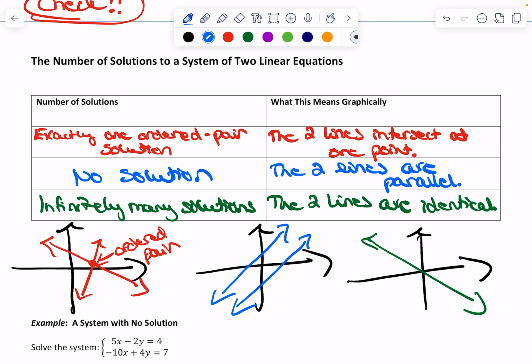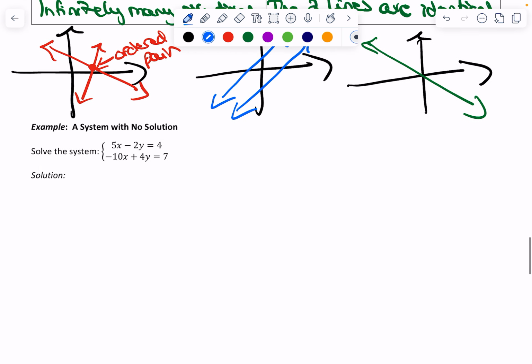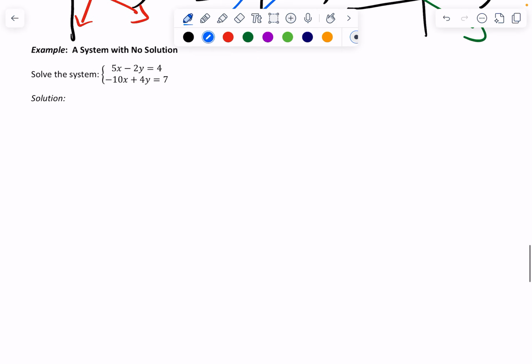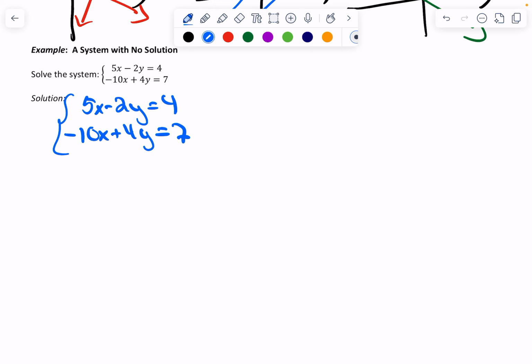Okay, let's look at this next example. We are supposed to solve the system. We have 5x minus 2y equals 4 and negative 10x plus 4y equals 7. I'm going to use the addition method, because if we start substituting, we would need to solve for one variable, and we would have fractions here.